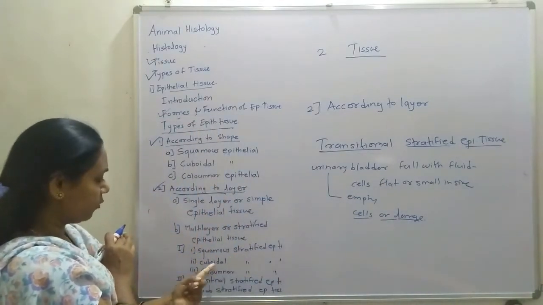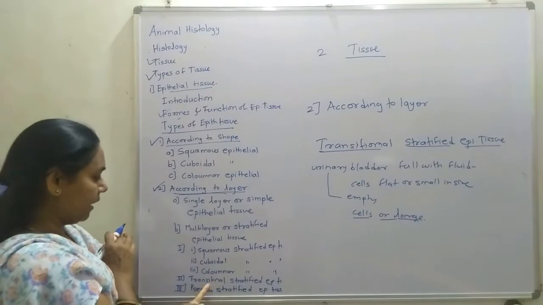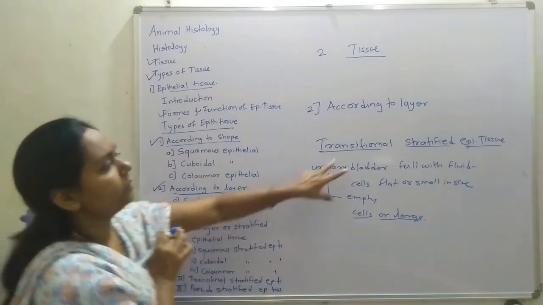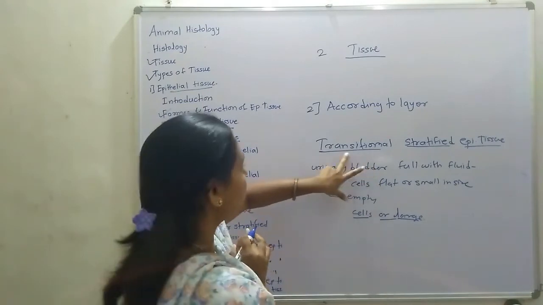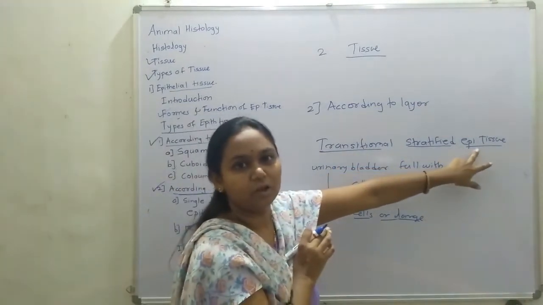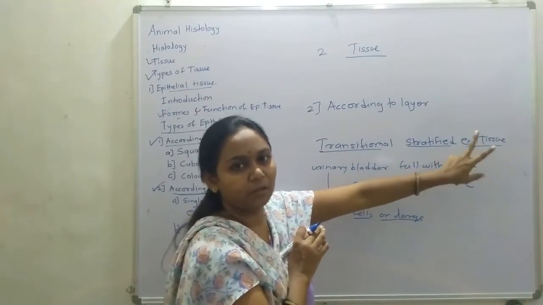Besides squamous, cuboidal, columnar, there is a transitional stratified epithelial tissue. In the urinary bladder, there is a presence of transitional stratified epithelial tissue. Okay.